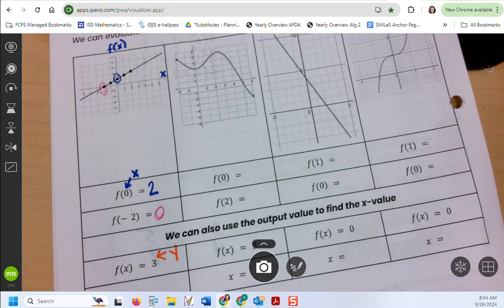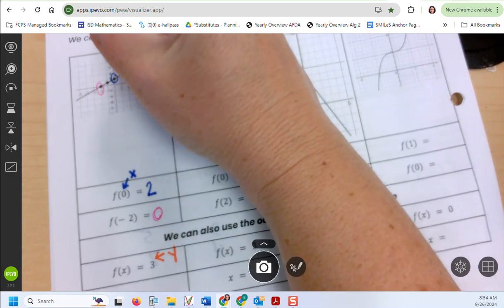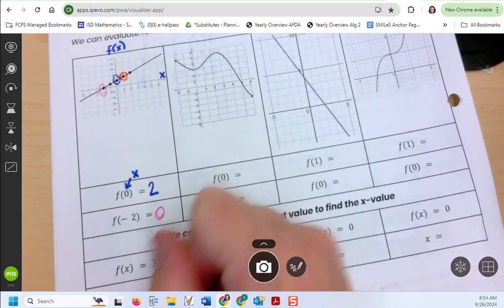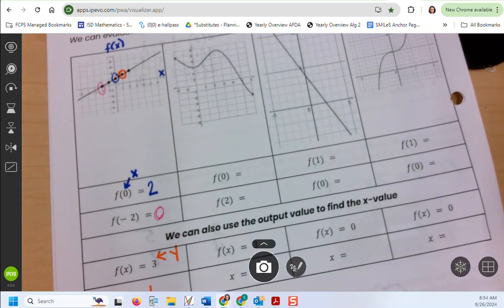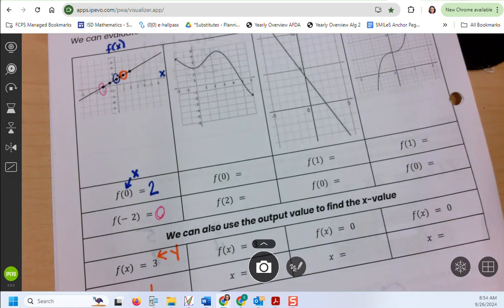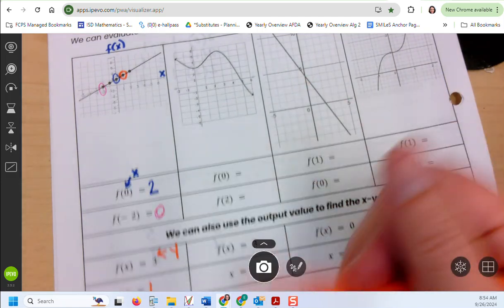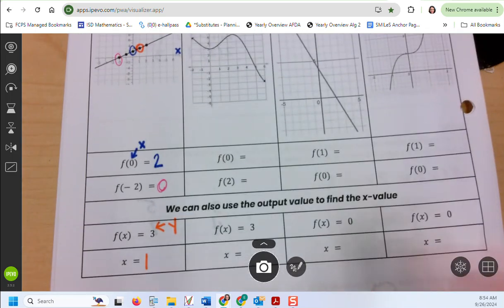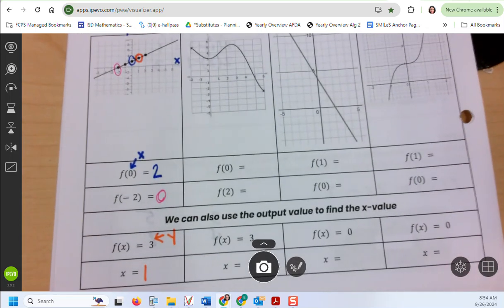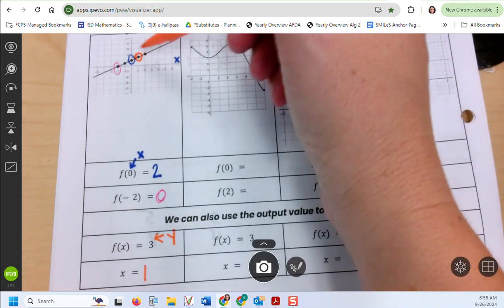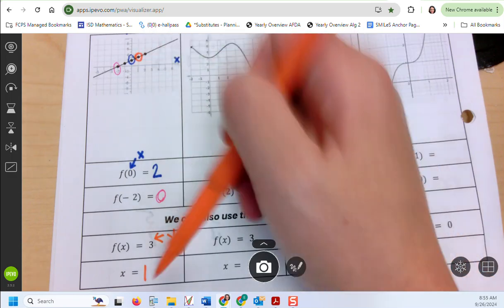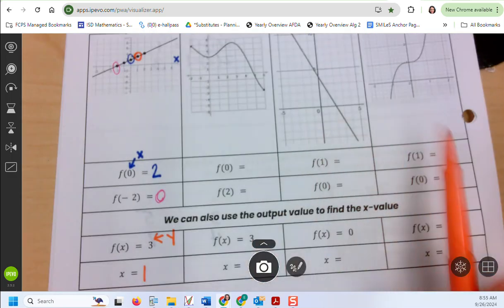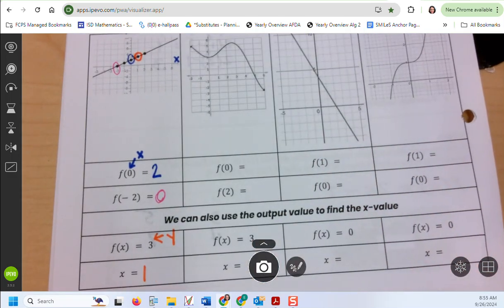You guys with stronger eyes, it looks like the x value is 1. Is that what you're getting? Okay. I'll unfreeze in just a sec. So the x value is 1. All right, so I did that one in orange right here. And I'm going to have to zoom out a little bit. There you go. So when the y value is 3, the x value is 1. So now I need you to work on these other graphs, and I'll come around to see who needs help.